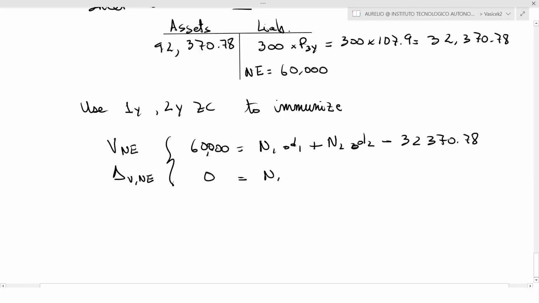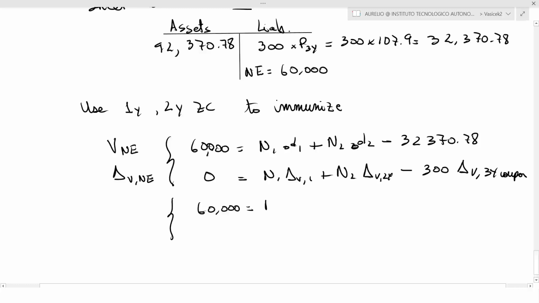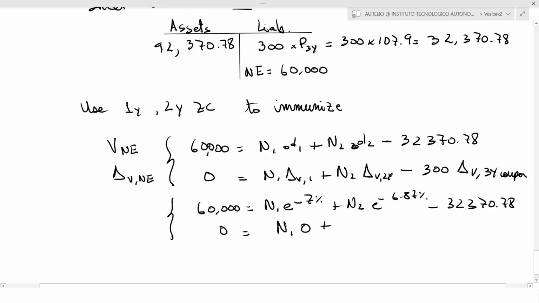Now the delta of net equity that we want to achieve is 0, and this is going to be equal to N1 delta Vasicek of the 1-year bond plus N2 delta Vasicek of the 2-year bond minus 300 times the delta Vasicek of the 3-year coupon bond. Let's write these equations with more numbers. 60,000 equals N1 e to the minus 7% plus N2 e to the minus 6.87% minus the 32,370.78. 0 equals N1 times 0, since the delta Vasicek of the 1-year bond is 0, plus N2 times 0.009325 minus 300 times the 1.7994.